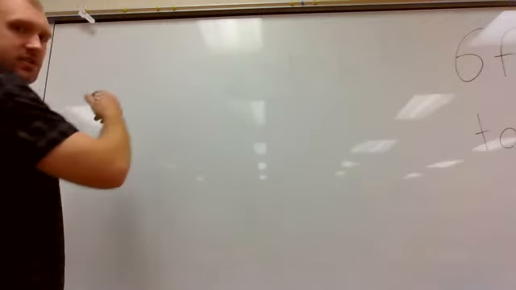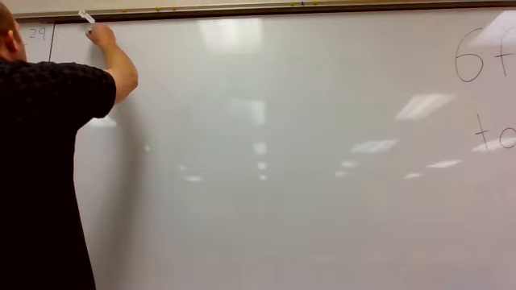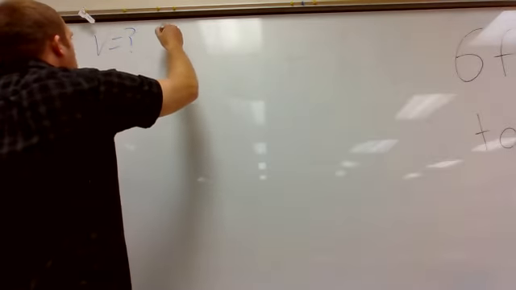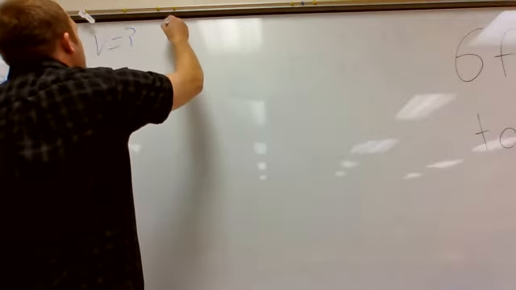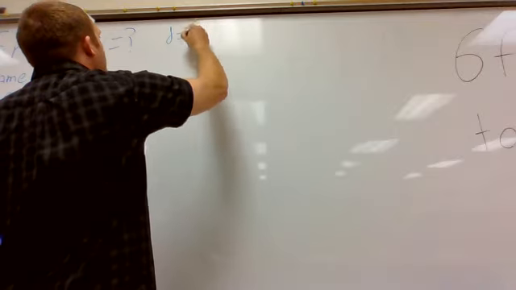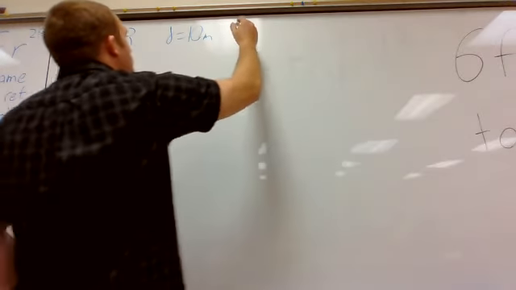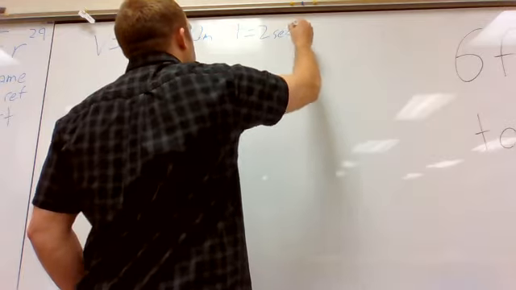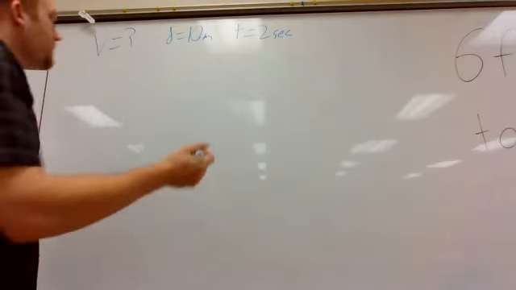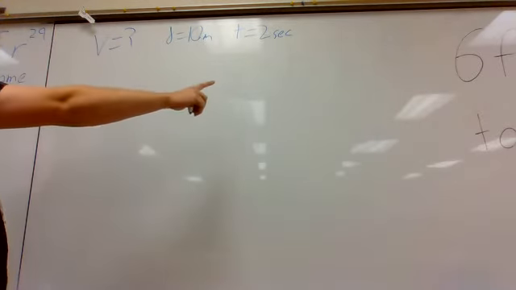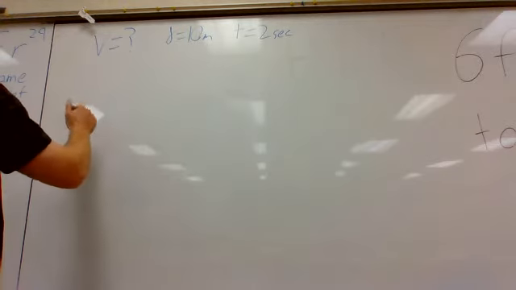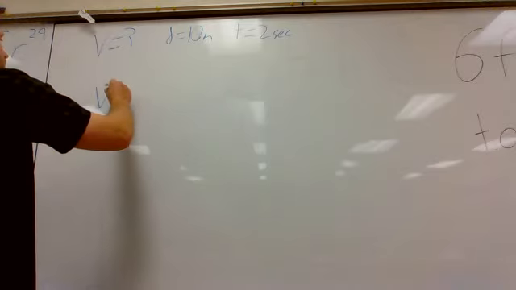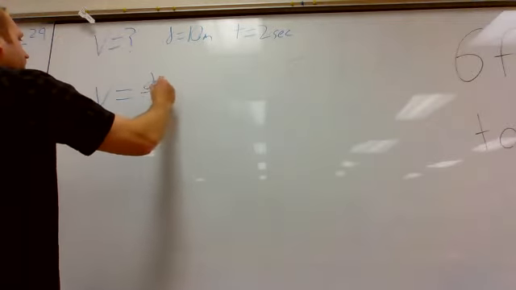Let's say you had a story problem where you know that you need to find the velocity. You don't know the velocity, but you do know that the change in distance was 10 meters and the change in time was 2 seconds. Then that's step 1, identify all your variables. Step 2, identify your equation. Your equation for right now is always going to be v equals d divided by t.